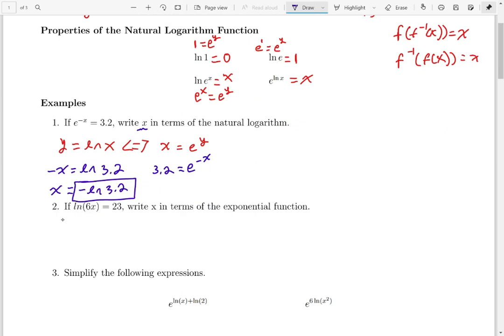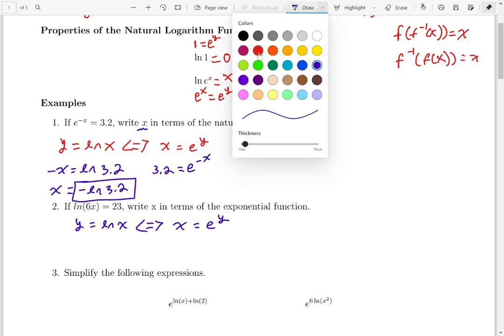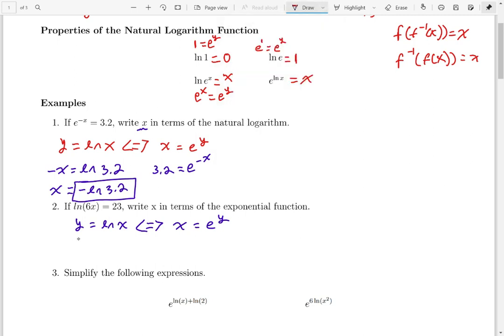Alright, for this next one, we have that if natural log of 6x is equal to 23, I want to write x in terms of the exponential function. So we're using our definition again. That is y being equal to the natural log of x is exactly the same thing as x is equal to e to the y. So I'm just going to line everything up again, rewrite it.